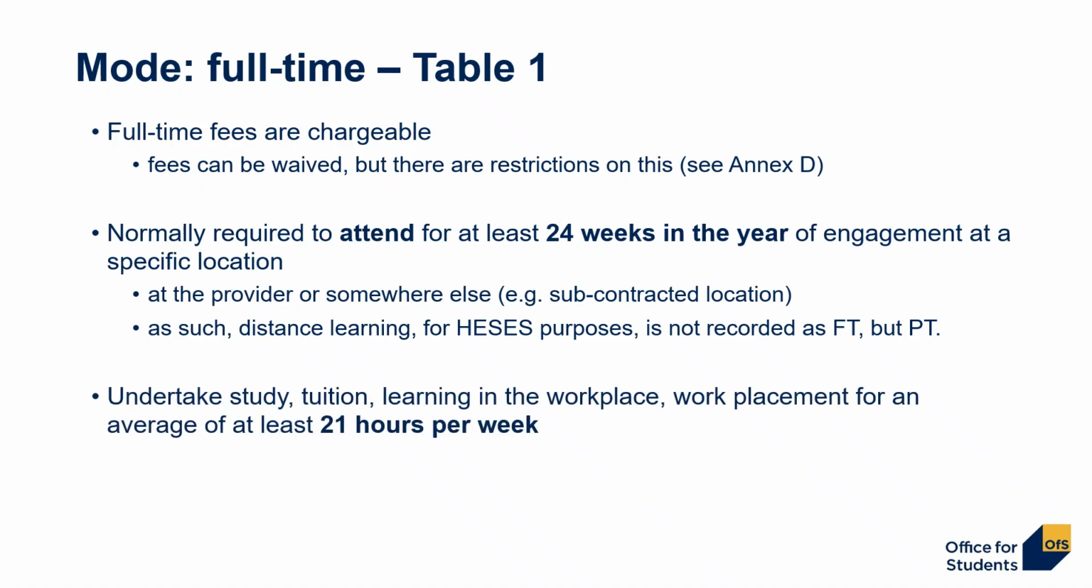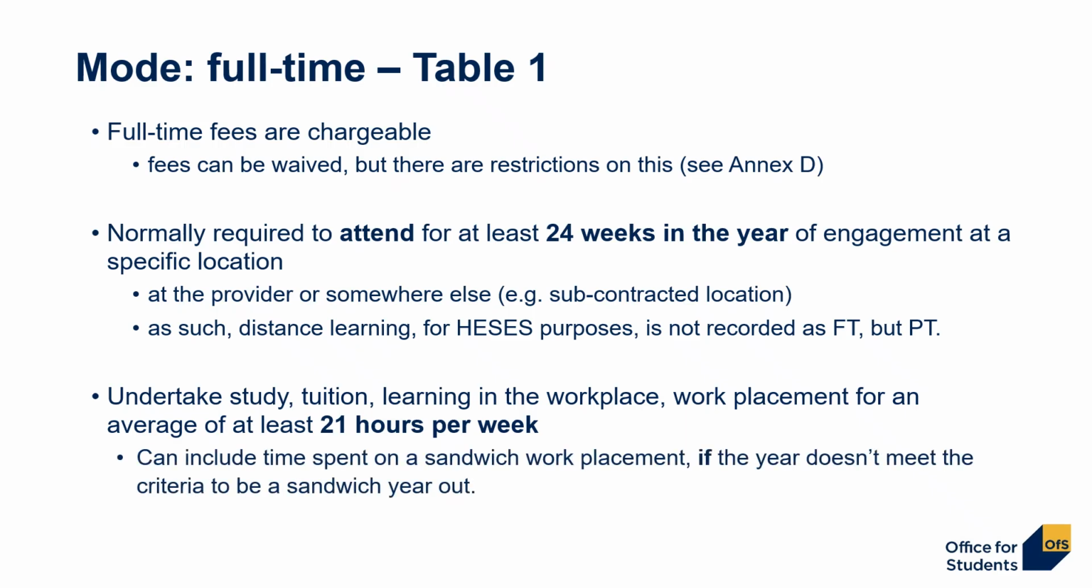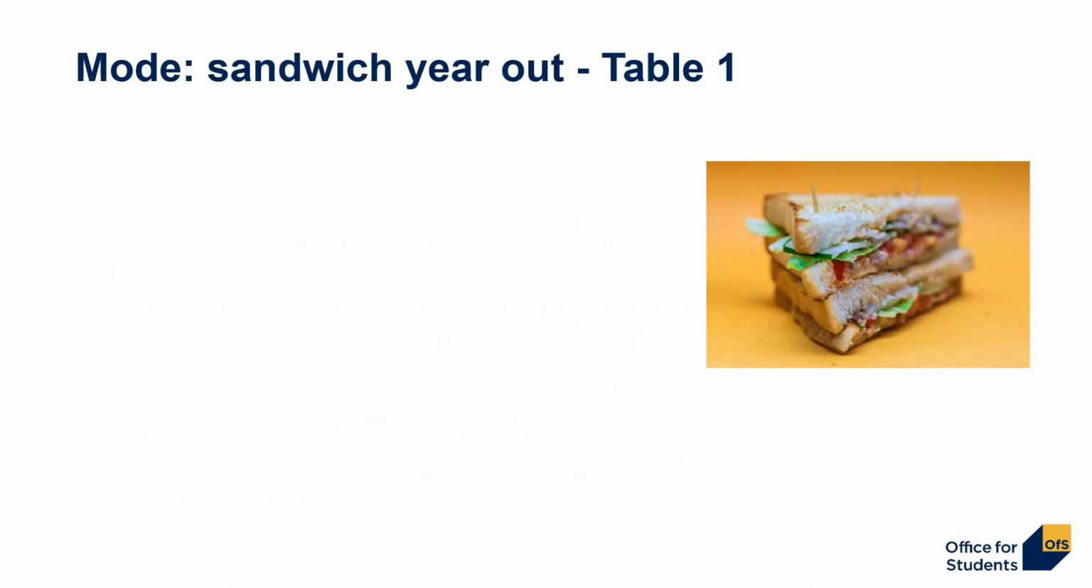Finally, students must undertake study, tuition, learning in the workplace, work placement for an average of at least 21 hours per week. This can include time spent on a sandwich work placement if the year doesn't meet the criteria to be a sandwich year out. We'll show how this works shortly, so let's look at the next mode, which happens to be sandwich year out.